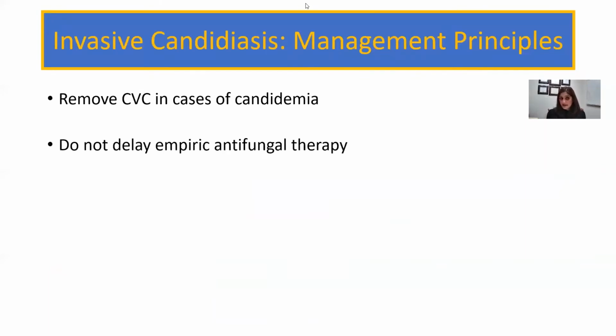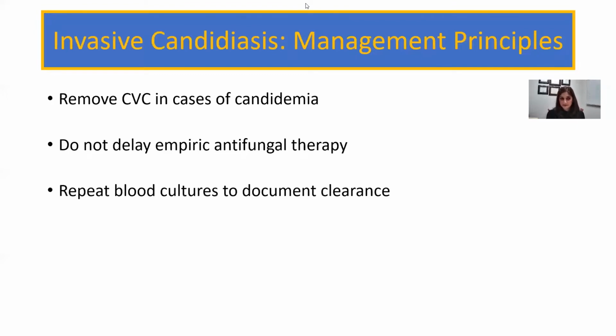You really don't want to delay empiric antifungal therapy because this causes poor outcomes and increases mortality. Here we start empiric micafungin when we have cases of candidemia until we have identification of the species and sometimes susceptibilities as well. You definitely would like to repeat blood cultures to document clearance of infection.